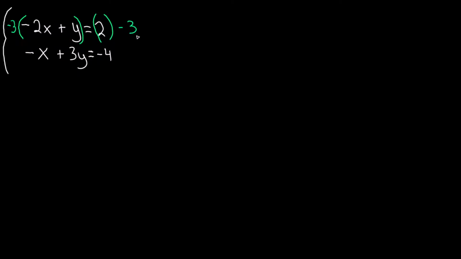So if I multiply both of these by -3, and I come over here, and I have -6x, or actually positive 6x. And now that plus is a minus, so minus 3y equals -3 times 2, -6. And now I'm going to rewrite my bottom equation over here also so I can add them together. And I have minus x plus 3y equals -4.